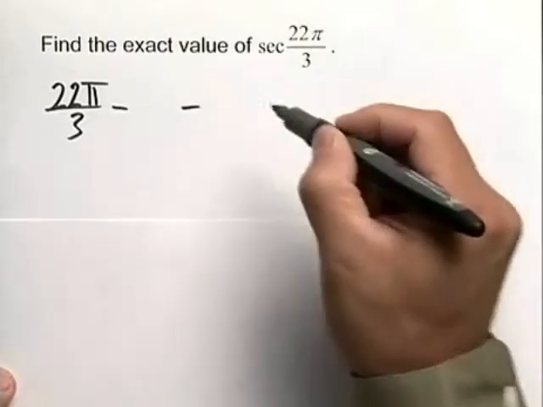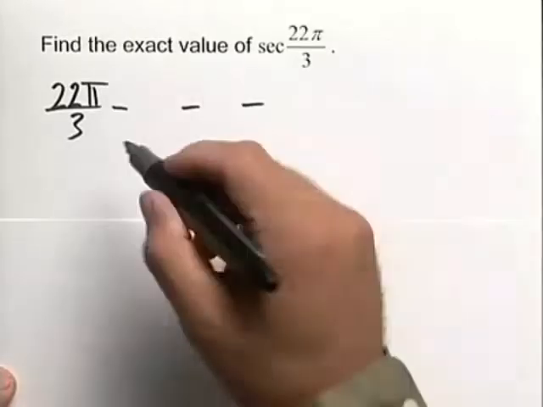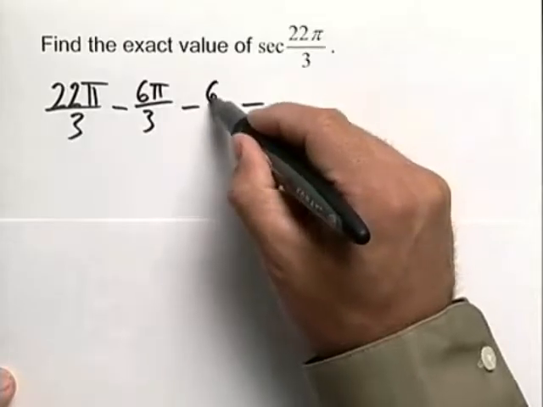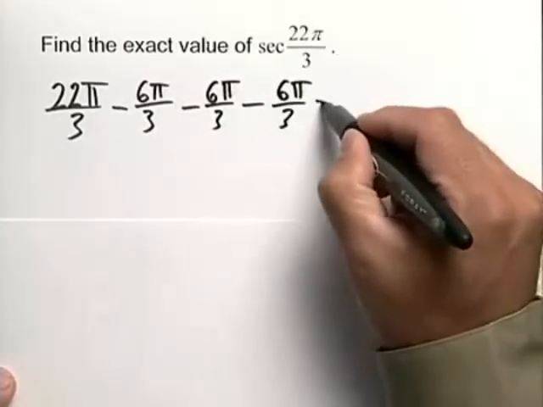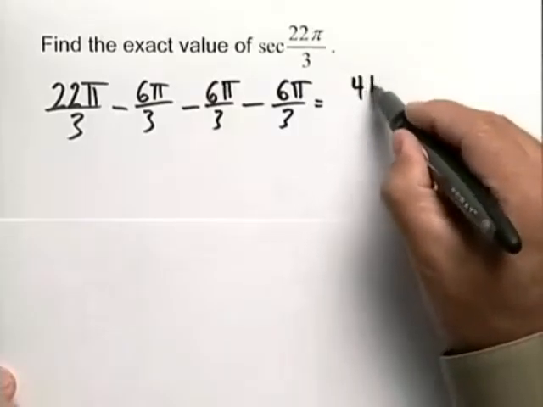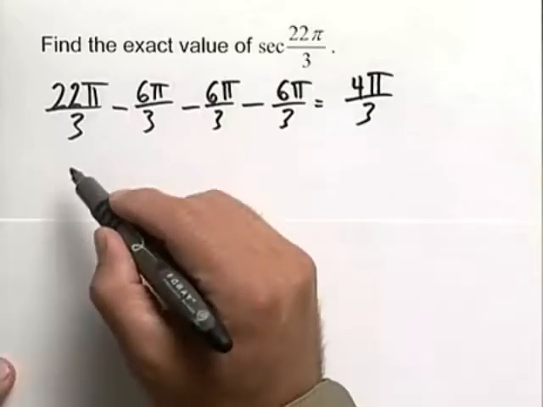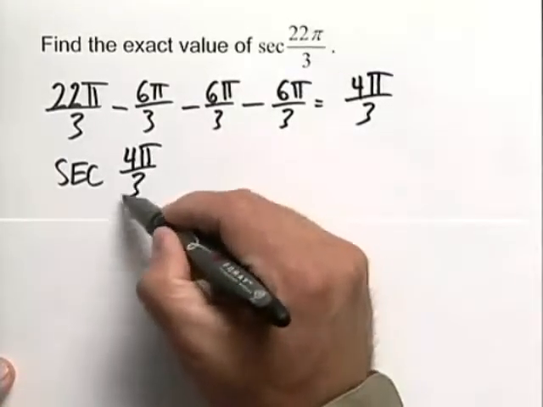What we'll do is a series of subtraction problems where we're going to take off 2 pi in three cases here, and I'm going to write our 2 pi as 6/3 pi. And if we keep doing this, we'll be successful here. We're going to come up with a value of 4 pi thirds, and this is a coterminal angle. So what we're looking for then is the secant of 4 pi thirds.